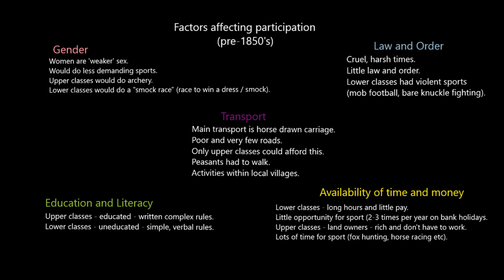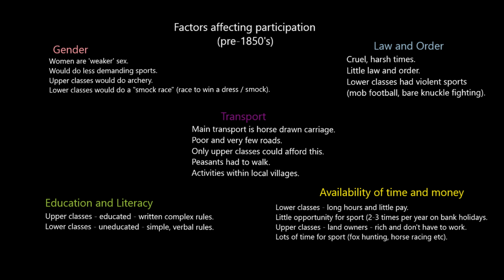I've just had to remind myself, factors affecting participation. This is pre-1850s, pre-industrial Britain. So back in these days, before 1850, gender: women were seen as the weaker sex. Sadly, in some people's eyes, it still continues today. It's absolutely ridiculous, I know. But it was much stronger then, and it was a widely held belief. So as a result, the women would do less demanding sports. The upper-class women would do archery, things that didn't require more skill than physical power, strength, stamina, things like that. Whereas the lower class women would do something called a smock race.